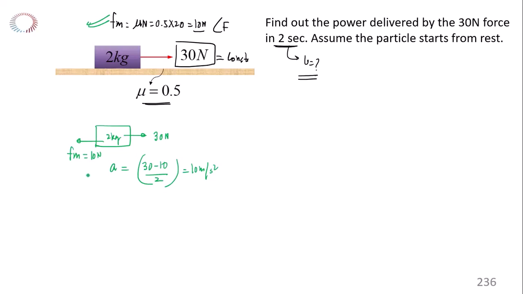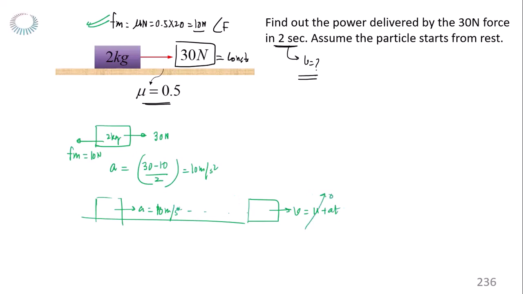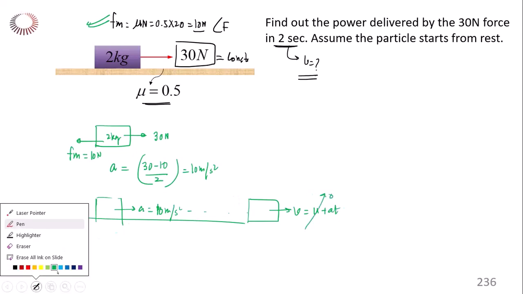So with 10 meter per second square, what is the velocity after 2 seconds? The particle starts from here. Now it will move with an acceleration a equal to 10 meter per second square in the forward direction. Ultimately the particle will go up to this position where the velocity should be equal to u plus at. If I take u as 0 because the particle starts from rest, then simply a into t.